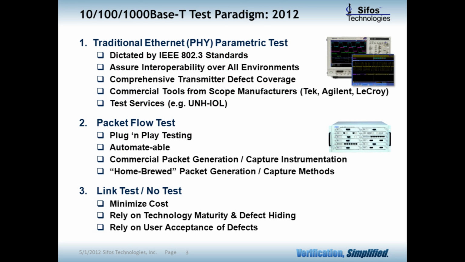The traditional paradigm affecting 10-100-1000 Base-T Ethernet testing is readily segmented into three test strategies. Traditional PHY parametric test consists of methods that are dictated by IEEE 802.3 standards. This testing is designed to assure interface interoperability over all connection environments. An emphasis on transmitter measurements assures high defect coverage in the areas of transmitter and interface characteristics.